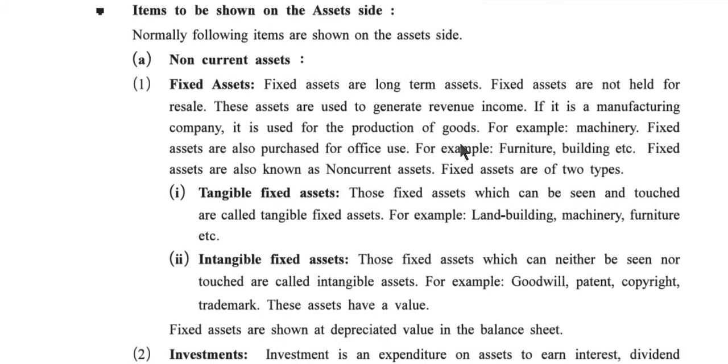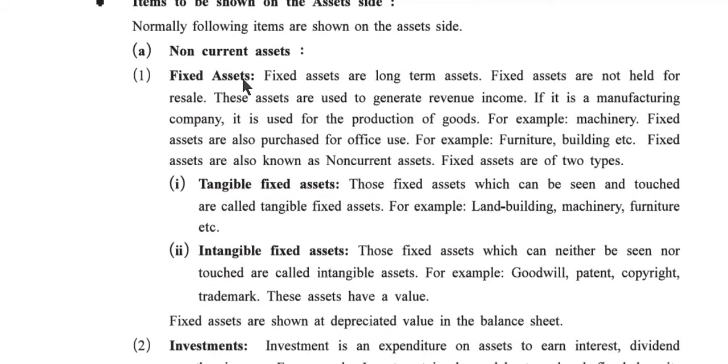First, non-current asset. One, fixed asset. Fixed assets are long-term assets. Fixed assets are not held for resale. These assets are used to generate revenue income. If it is a manufacturing company, it is used for the production of goods. For example, machinery. Fixed assets are also purchased for office use. For example, furniture, building, etc. Fixed assets are also known as non-current assets.